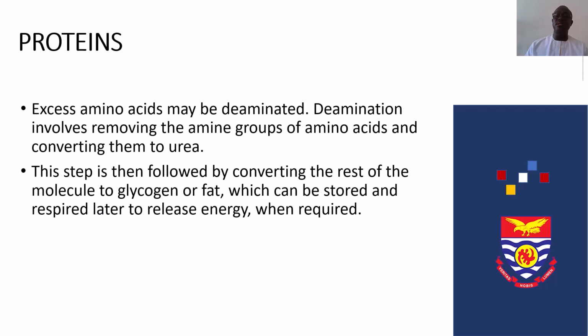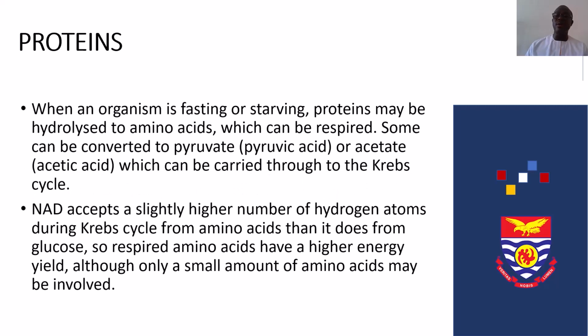Excess amino acids may be deaminated. Deamination involves removing the amine groups of amino acids and converting them to urea. This step is then followed by converting the rest of the molecule to glycogen or fat, which can be stored and respired later to release energy when required. When an organism is fasting or starving, proteins may be hydrolyzed to amino acids, which can then be respired.